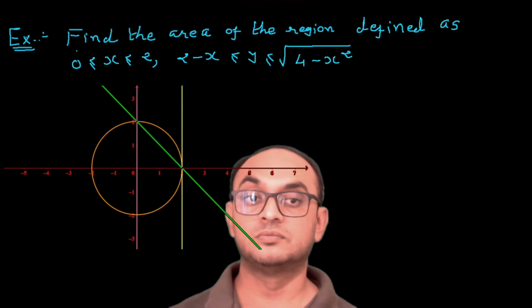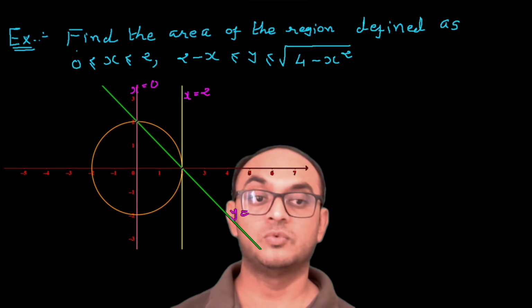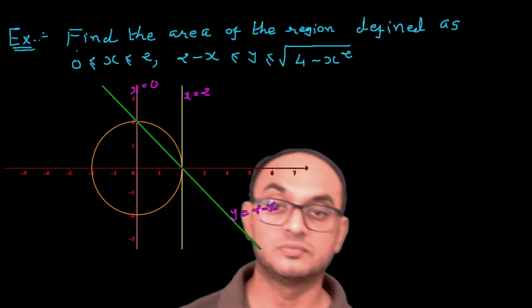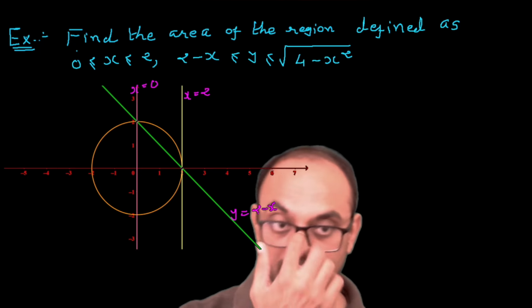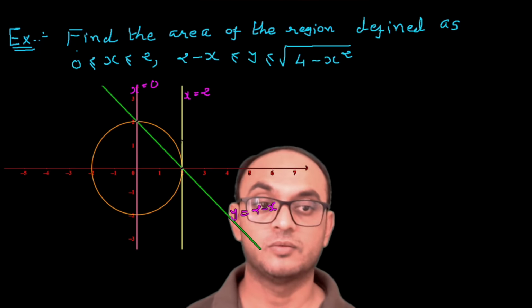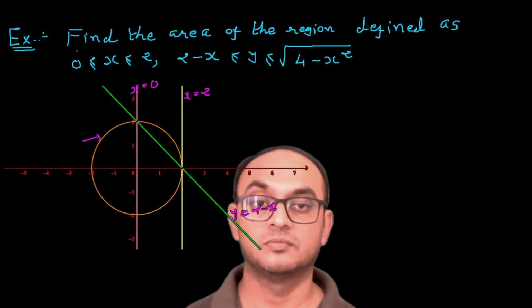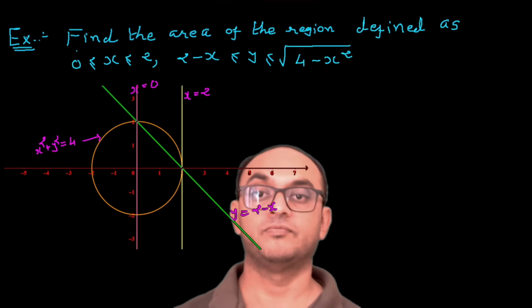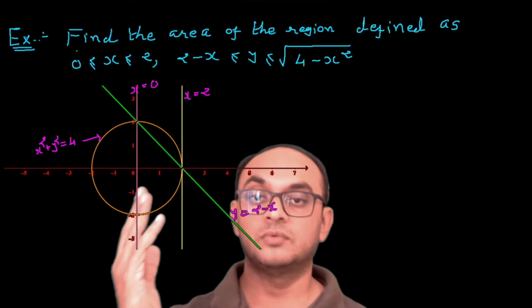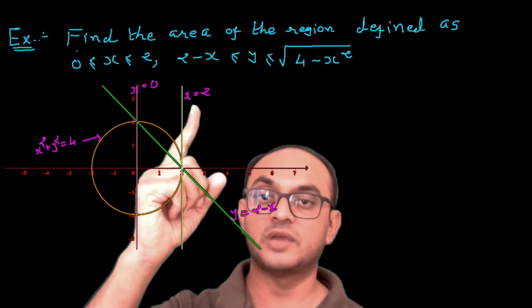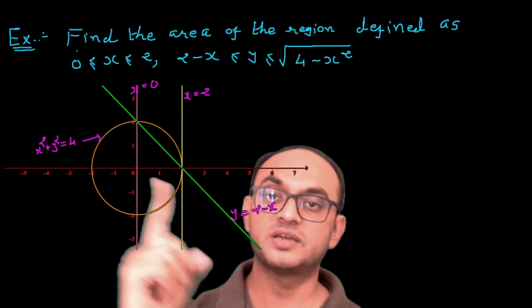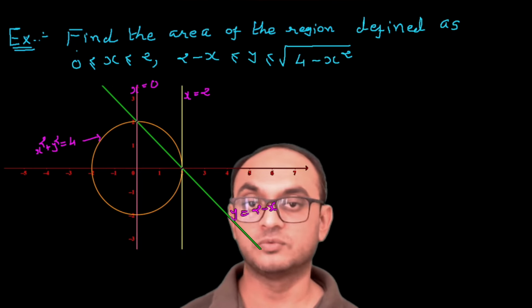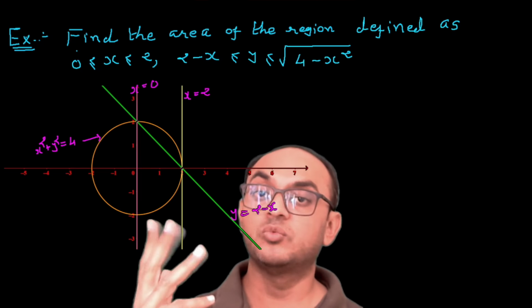These are the curves: x equal to 0, x equal to 2, y equal to 2 minus x, and x square plus y square equal to 4. Now the question is, what is our region?